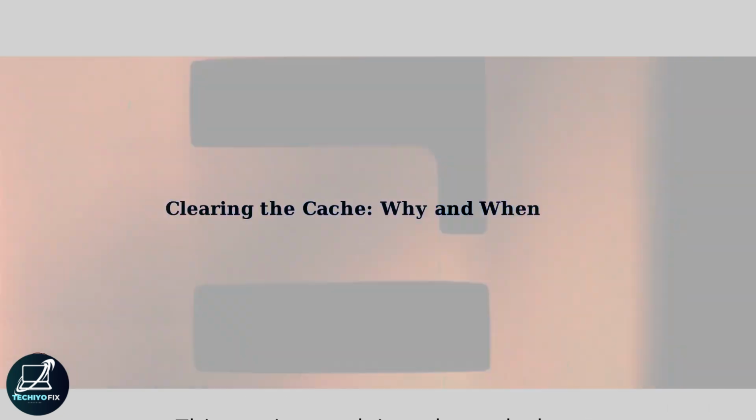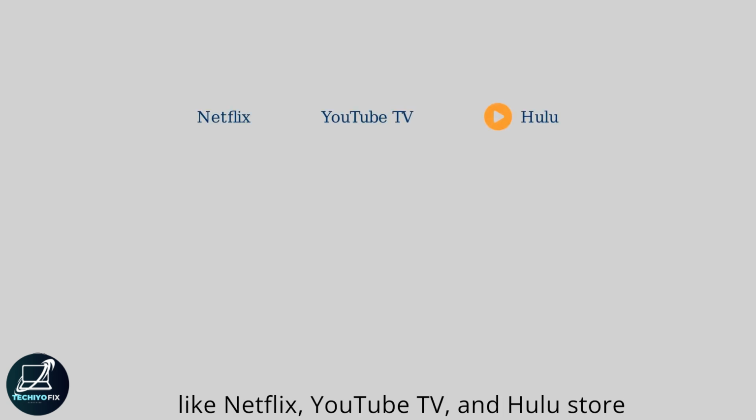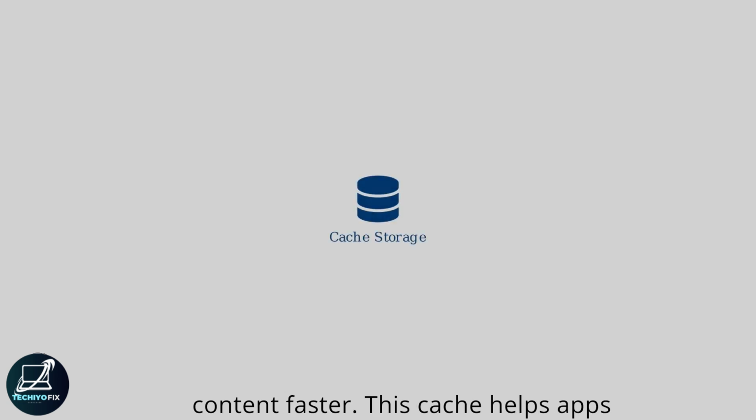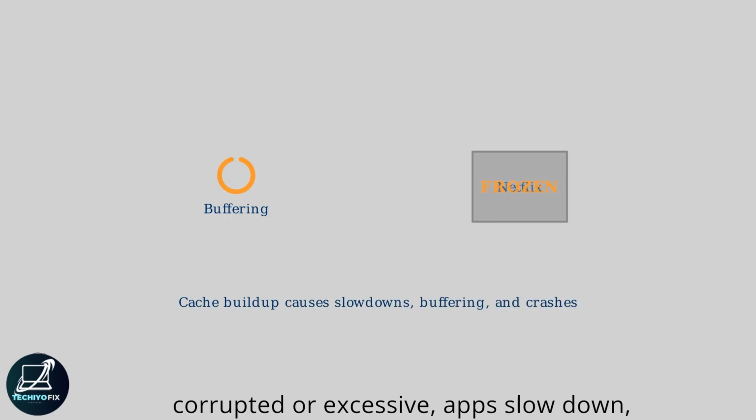This section explains why and when you should clear the cache on your LG Smart TV streaming apps. Popular streaming apps like Netflix, YouTube TV, and Hulu store temporary data called cache to load content faster. This cache helps apps load faster by storing temporary data, but over time it can build up and cause problems. When cache becomes corrupted or excessive, apps slow down, buffer endlessly, or freeze completely.